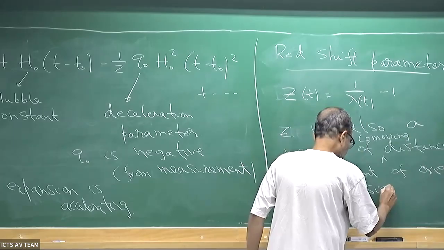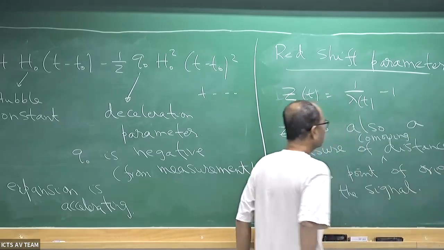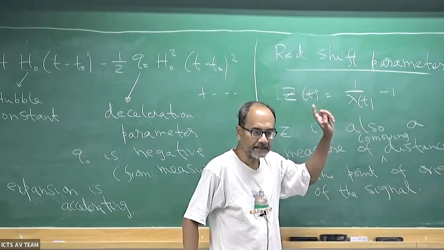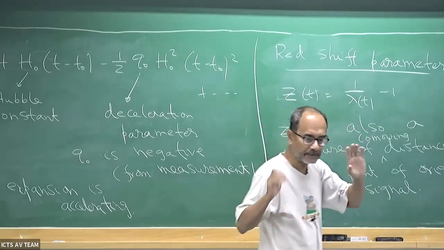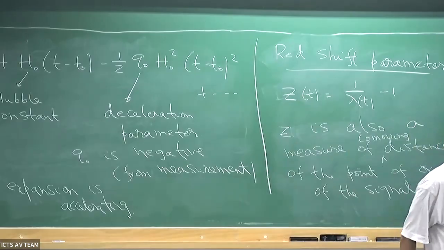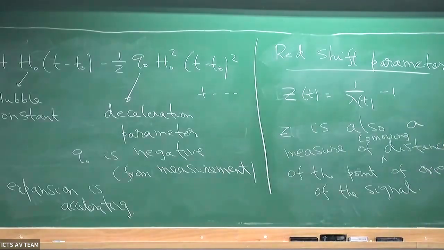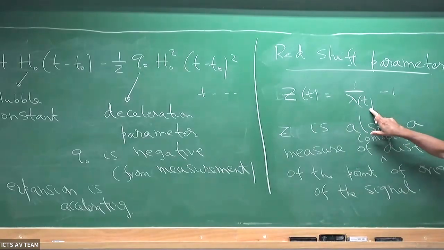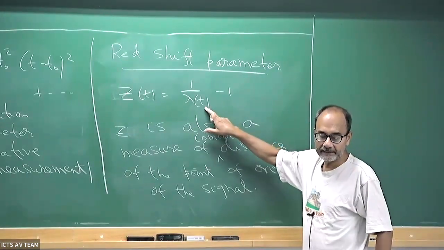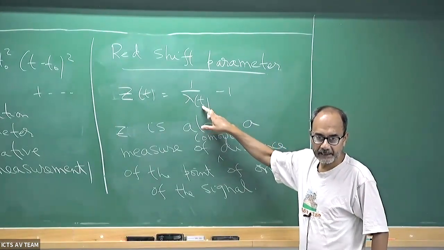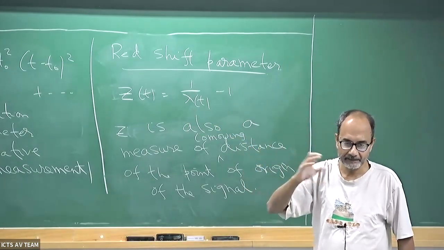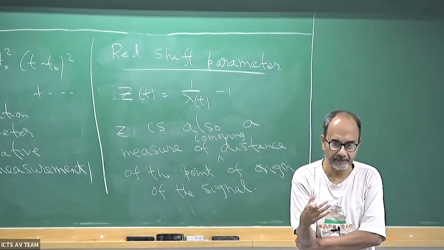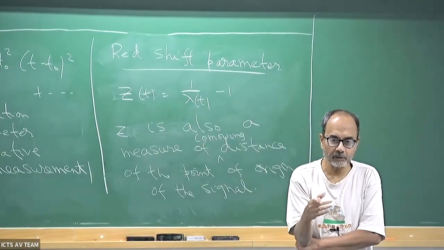Because if the signal had started, if you know when that signal started, you know Z. Suppose lambda of t is given. Somebody has given you lambda of t. In that case, what does it measure? A smaller t would mean lambda of t would have been smaller, and hence Z would be larger. So by knowing Z, suppose you have received a signal with a certain redshift, that tells us when the signal originated.